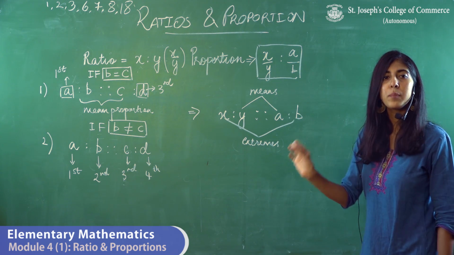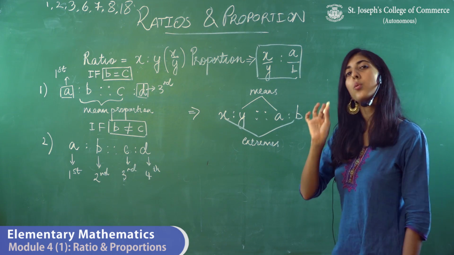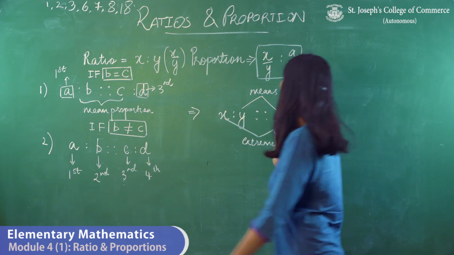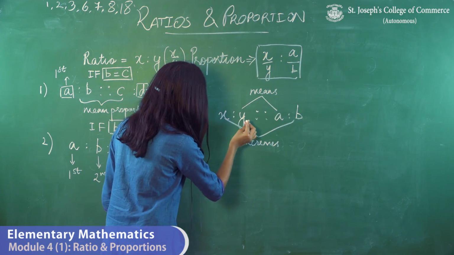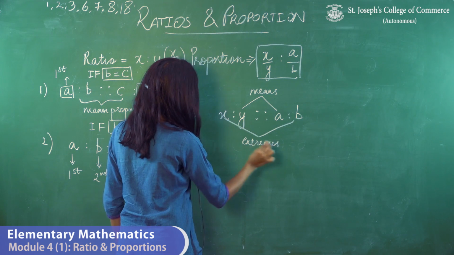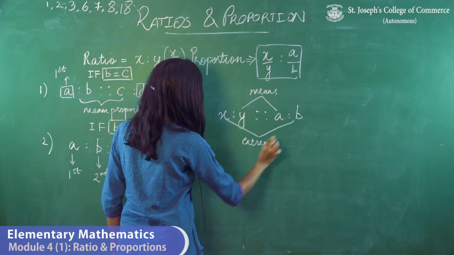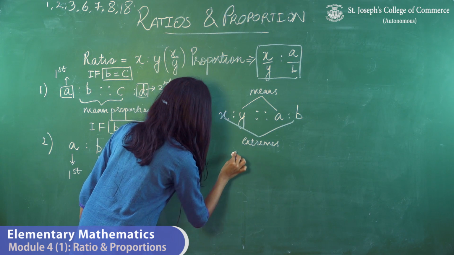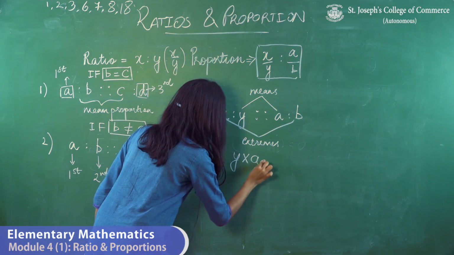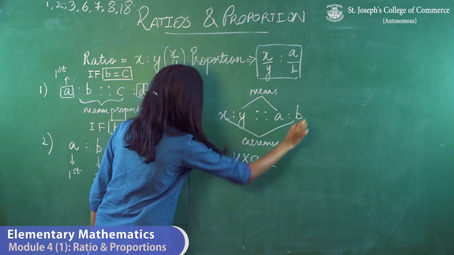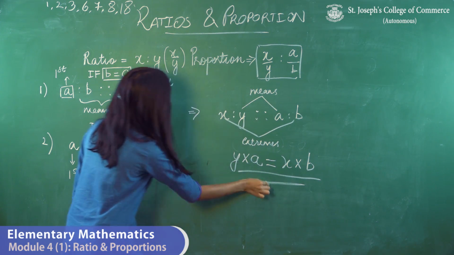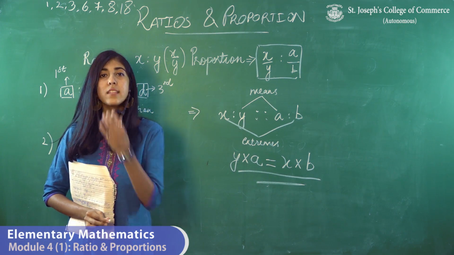A normal way of understanding how they are equal is by using a formula called product of means and product of extremes. You equate the product of means to the product of extremes. The middle terms are called the means, and the extremes are obviously x and b. So the product of means, y into a, is equal to the product of extremes, x into b. This is how proportion is represented.